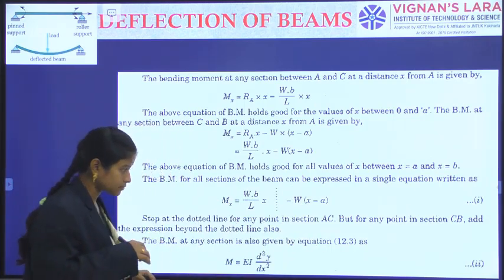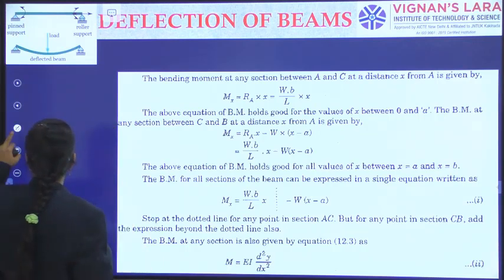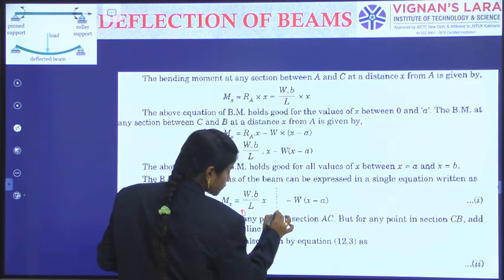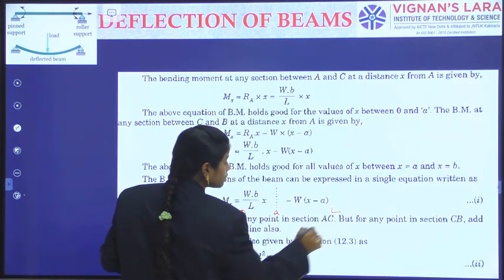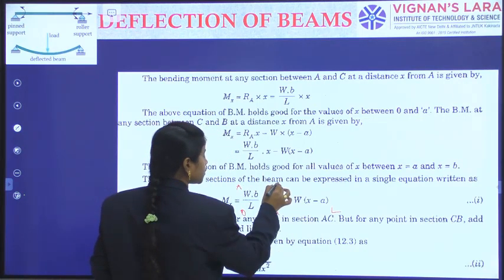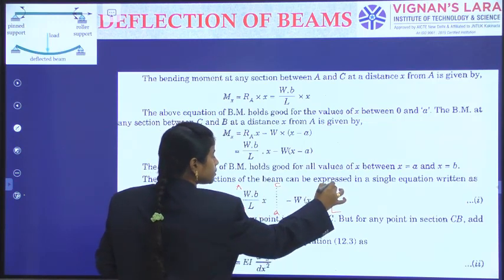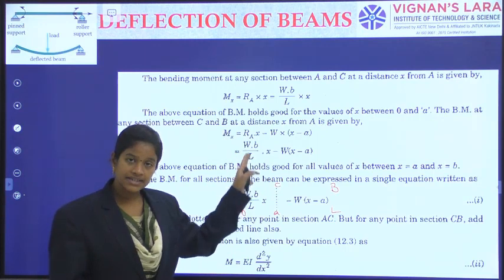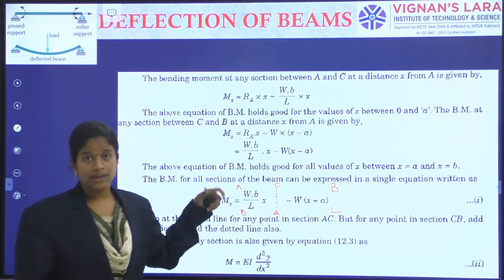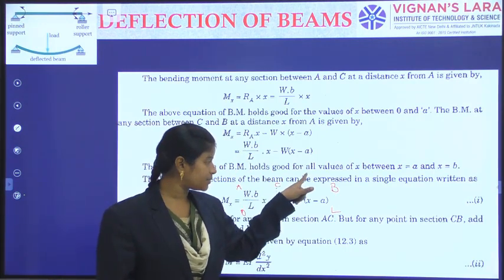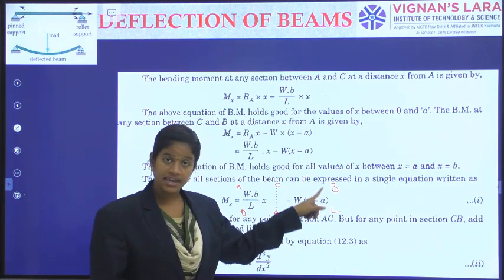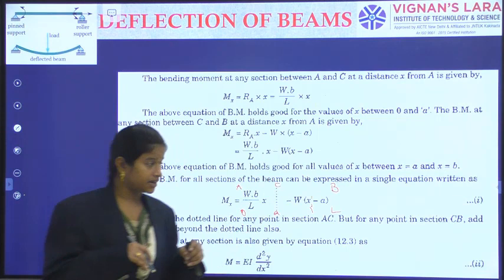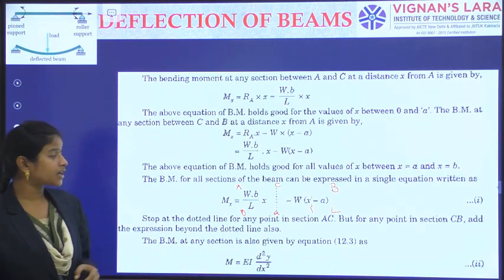So from 0 to a, and again from a to L, or a to C, this is fine. When any point is considered between A and C, we consider the equation up to this dotted line. When any point is considered between C and B, we consider the whole equation. Stop at the dotted line for any section.